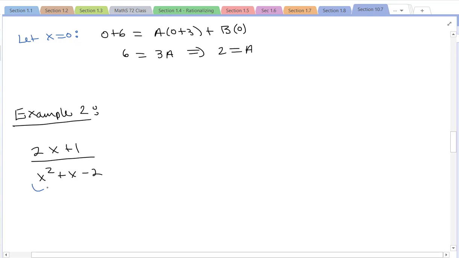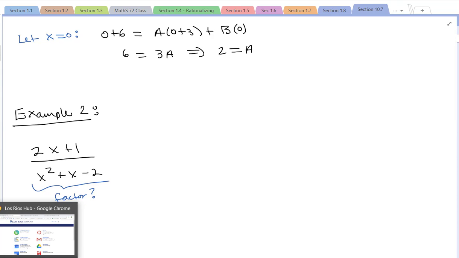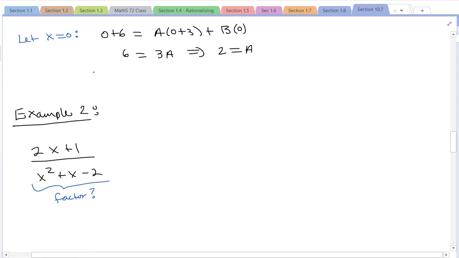So can you factor this? If you can, then we're going to be able to break it up into fractions. What fractions did it come from? So that's a factor: two numbers that multiply to minus 2 and add up to plus 1. That will be x plus 2 and x minus 1. So yes, it does factor.